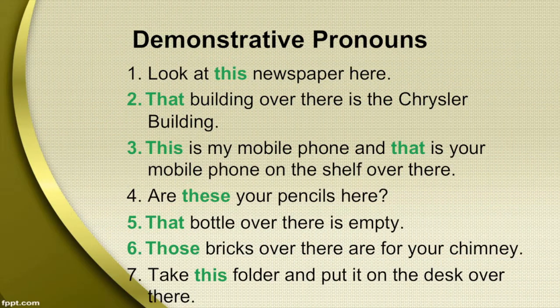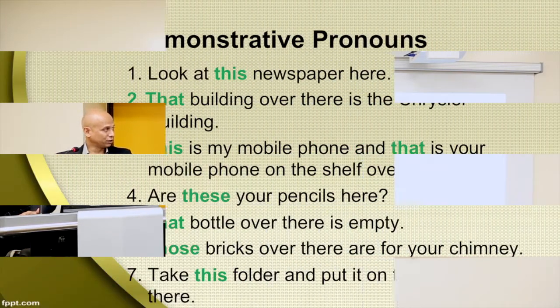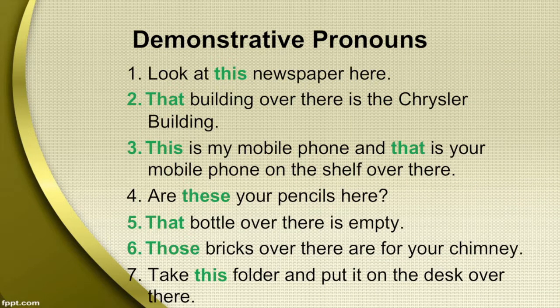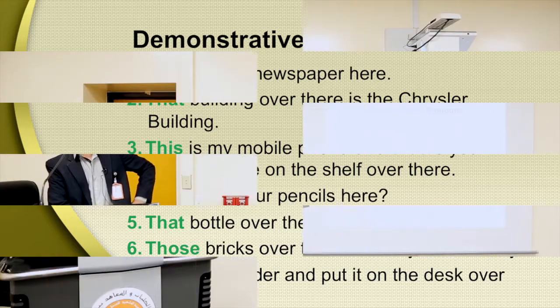Look at this newspaper here. Here shows close. So we use this, singular and near. That building over there is the Chrysler building. That singular, it's one building, and that means it's away, it's farther. This is my mobile phone, and that is your phone. So when you talk about this is my mobile phone, it shows the mobile phone is near and it's one, singular. And that is your phone is something singular but far away.